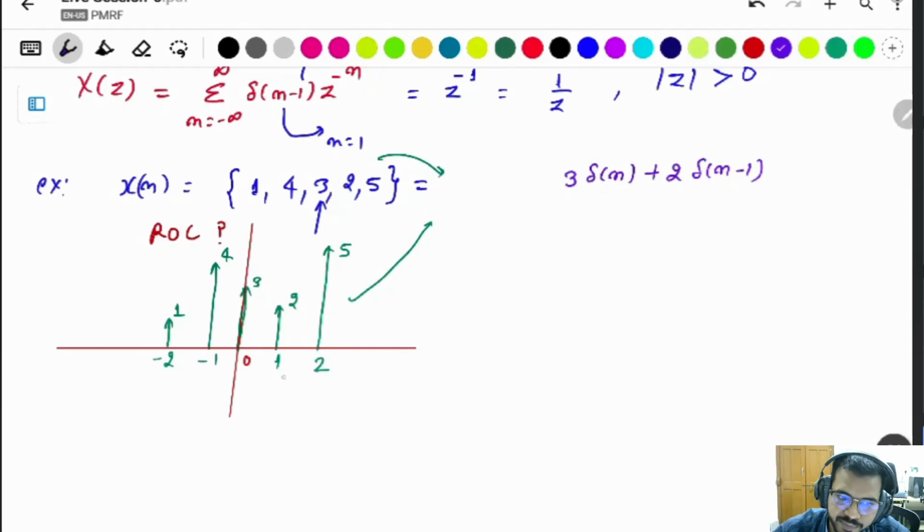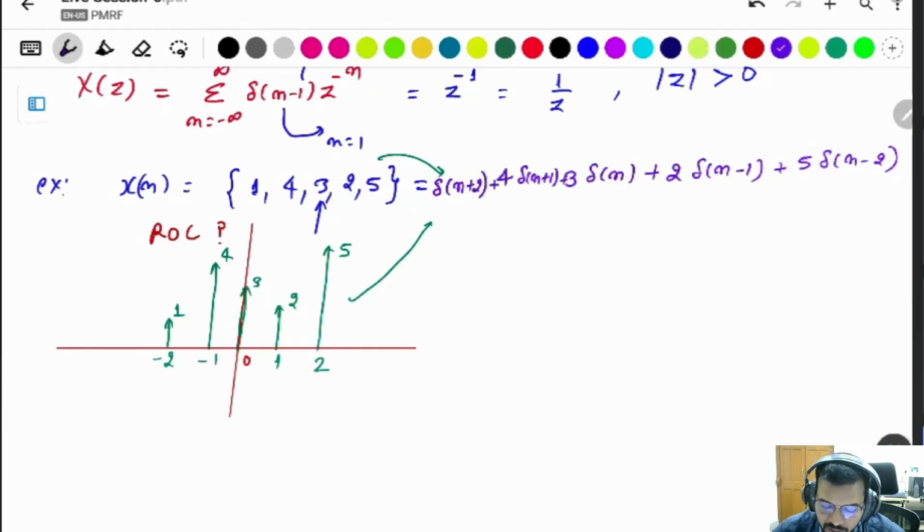This is a delay signal. Next one is 5. 5 del of n minus 2. But there is a negative also. Minus 1 means the advanced signal. For an advanced signal, delta will be positive. Then 4 del n plus 1. This will be plus 2. This will be 1. It means del n plus 2.